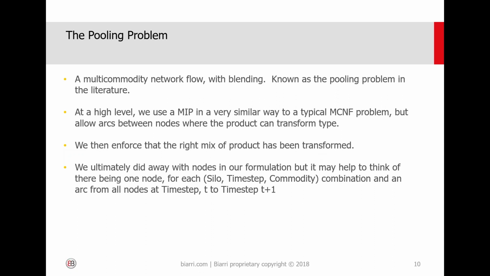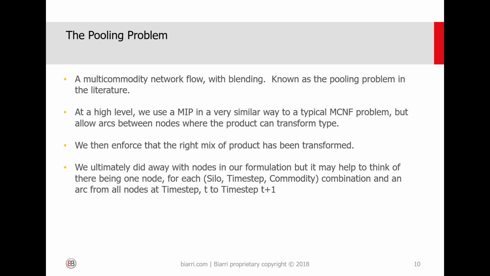So that means instead of having conservation of type between nodes, if we have something in a location, for example in a silo, that's being transported to another silo, it might be that the protein content in the first silo is 10% and the protein content in the next silo is 8%, but we're blending things to reach that 8% level. I'm going to show a slide that visualizes that in a bit more detail to help you understand it. When we're transporting things around, we need to enforce that the right mix of product has been transformed.